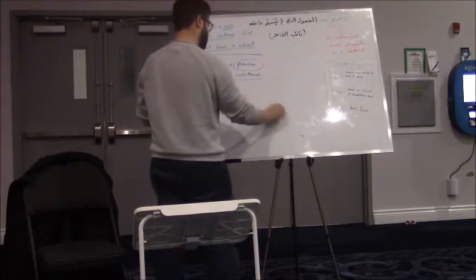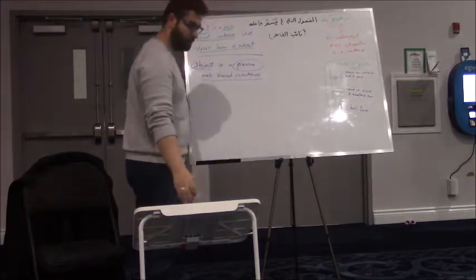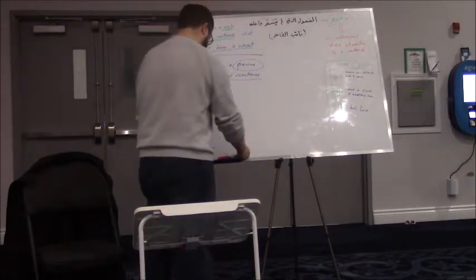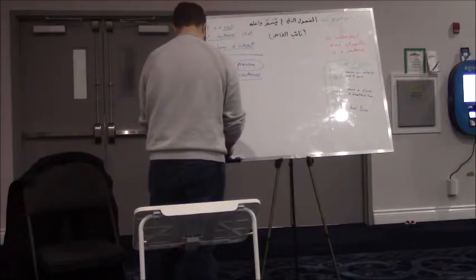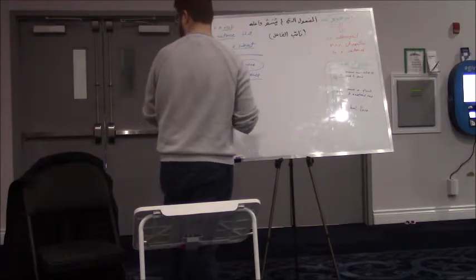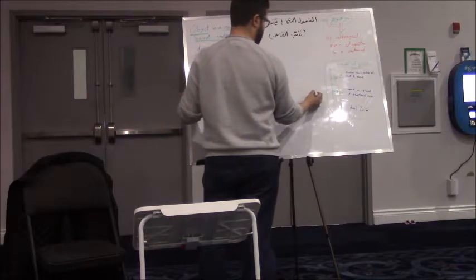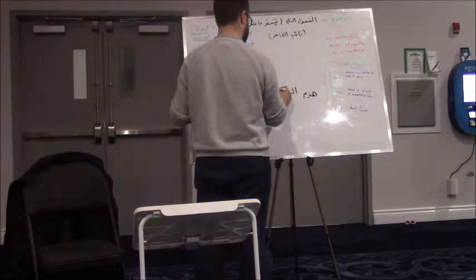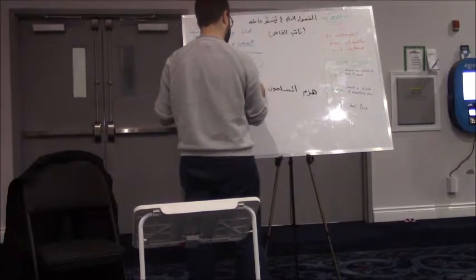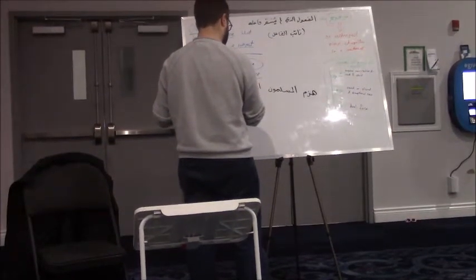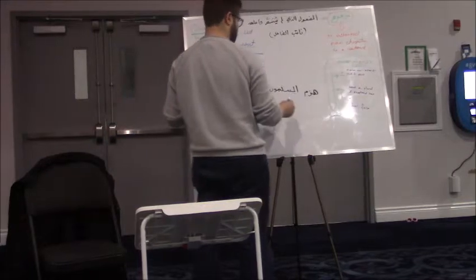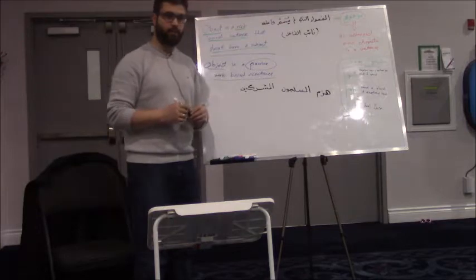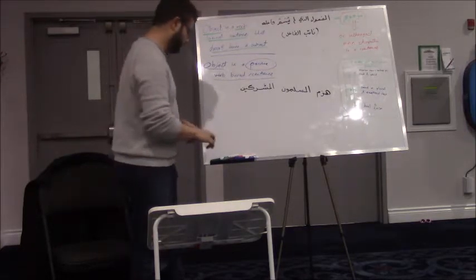I'm going to give some examples to shake things up a bit, so we can focus on the markers of rafa' for a while. So let's say: hazama al-muslimun al-mushrikeen. So the Muslims defeated the pagans. All right, this is a common sentence to say.